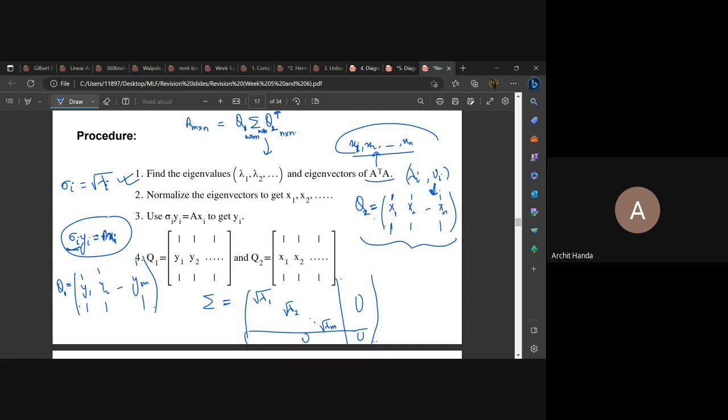Also, ma'am, do the eigenvalues have to be in order? Yes, you put the eigenvalues in decreasing order. Let's say corresponding to lambda 1, you're getting x1. Just let it be in order. I think it doesn't matter. So corresponding to lambda 1, you have x1. Just write it in order.